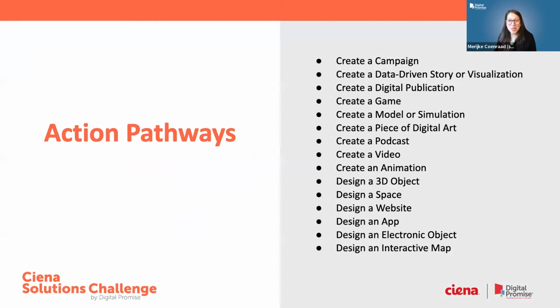And then, as I've mentioned a couple times, we have action pathways. So we have a set of 15 different potential action pathways that students could use to take action within their challenge. And I really want to emphasize these aren't the only ways to take action. And you'll see that the City Pride team took action in a way that's not one of these 15 pathways, but they are a really great starting place.